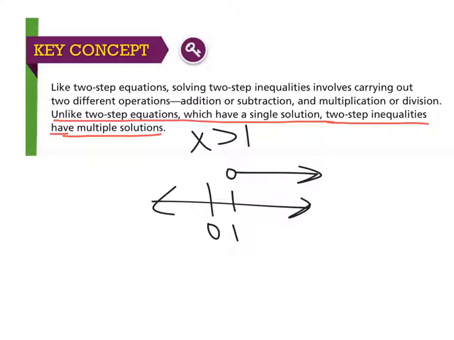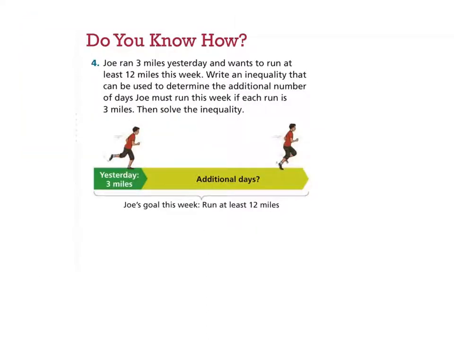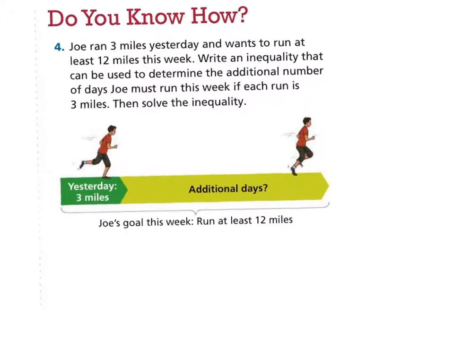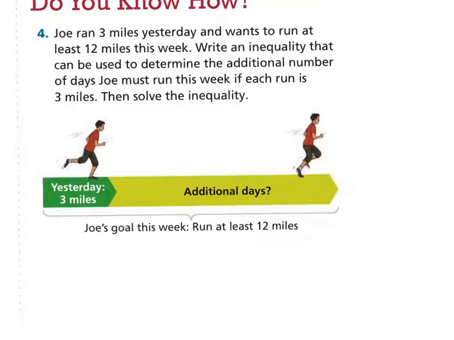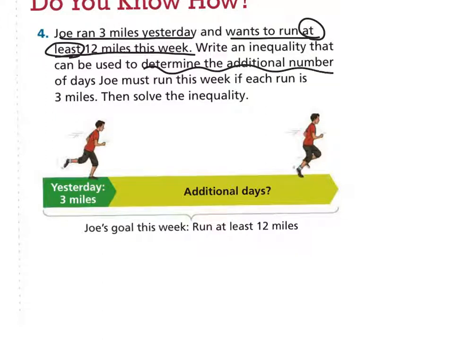So we could have 1.5 could work. We could have 50. We could have 10 million. Okay? Anything would be fair game there, unlike equations where we only have one answer that works. If we look at the do you know how number 4, Joe ran 3 miles yesterday and wants to run at least 12 miles this week. Write an inequality that can be used to determine the additional number of days Joe must run this week. If each run is 3 miles, then solve the inequality.